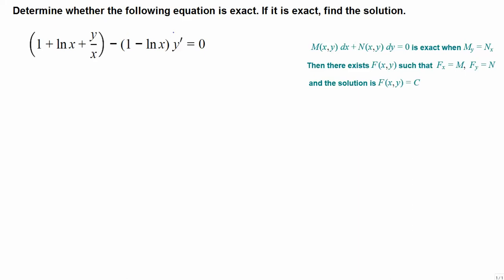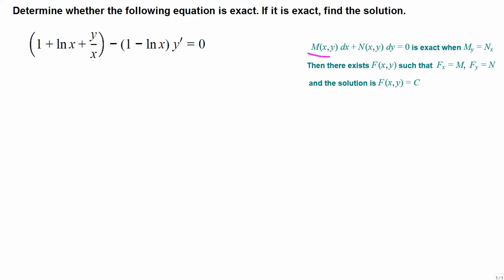Determine whether the following equation is exact. If it is exact, find the solution. So this is given in the form of a function minus another function times y prime. Y prime here represents dy over dx because the x is there as well. So dy over dx.